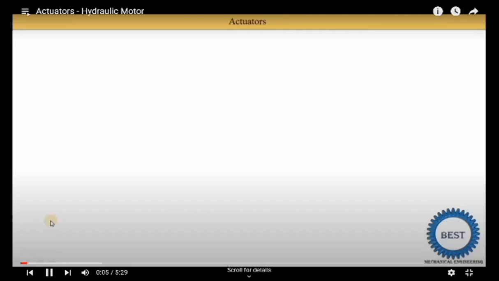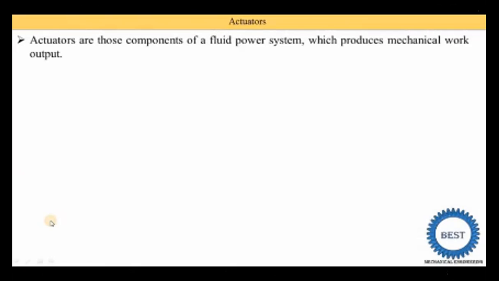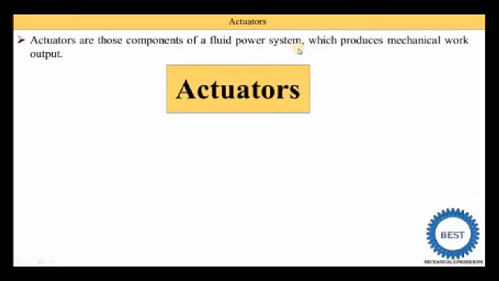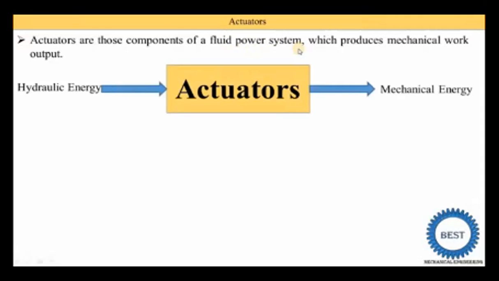Actuators. So actuators is used in hydraulics and pneumatic system, means in a fluid power systems. So actuators are those component of a fluid power system. Fluid power means it is hydraulic as well as the pneumatic system which produce mechanical work as a output. Means in a actuators we either supply the hydraulic energy or a pneumatic energy, and this hydraulic energy or a pneumatic energy is converted into a mechanical energy. Means basic functions of the actuator is to convert.